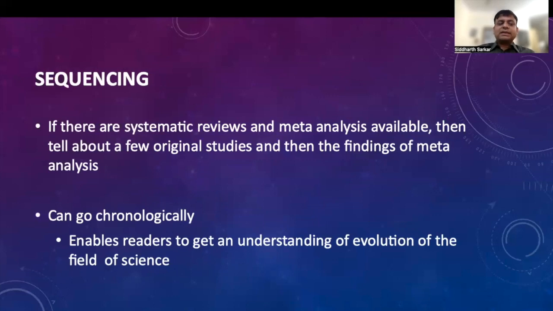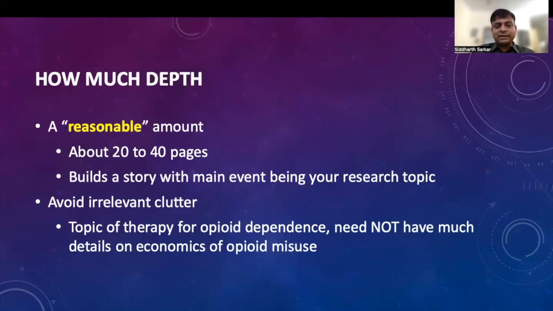What should be the sequencing? If there are systematic reviews and meta-analysis available, then it might be a good idea to tell about a few original studies and then the findings of this meta-analysis, which encompasses all the relevant studies pertaining to that particular subtopic or question we have. You can go chronologically as well. You tell about the studies in 1960s, 70s, and then go towards studies in 2000s, 2010s. It enables the reader to get an understanding of the evolution of the field so that there is a coherent sense that this is how things have evolved in the particular field.